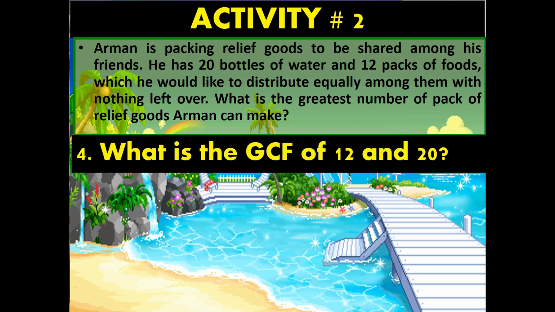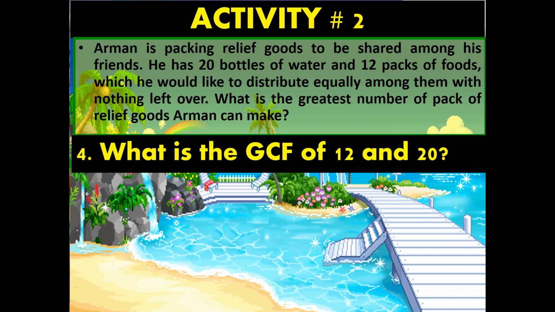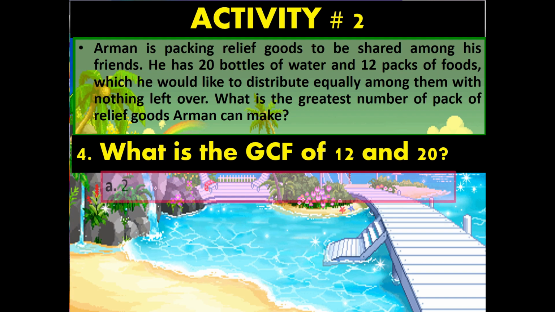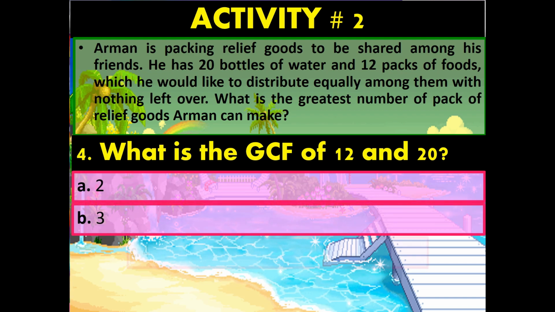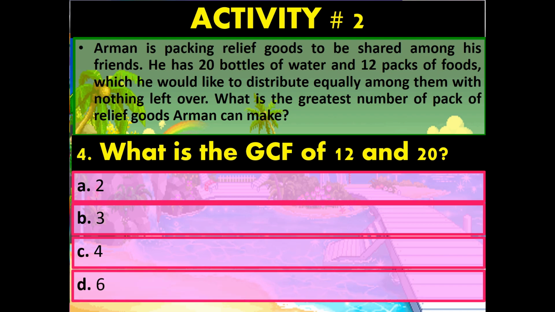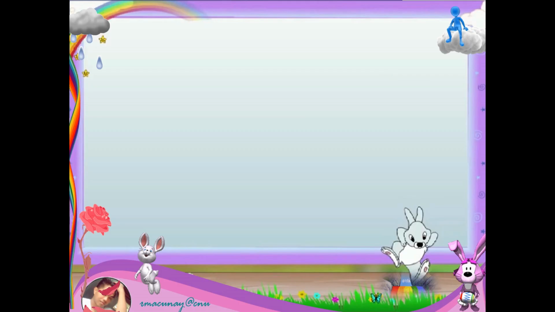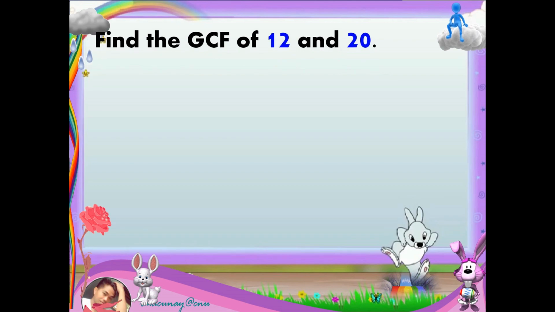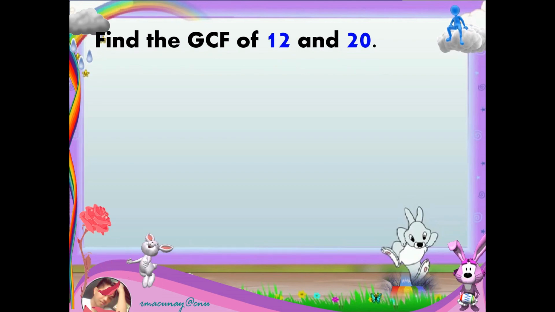Question number 4, the last but not the least. What is the GCF of 12 and 20? A, is it 2? B, is it 3? Letter C, 4? Or letter D, 6? Follow me to solve the GCF by following the 3 steps.